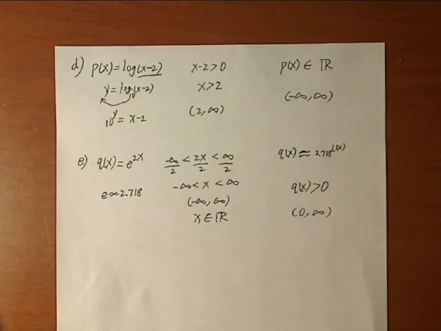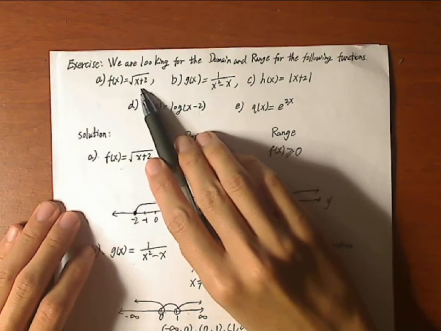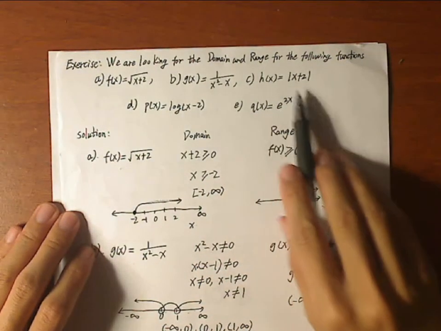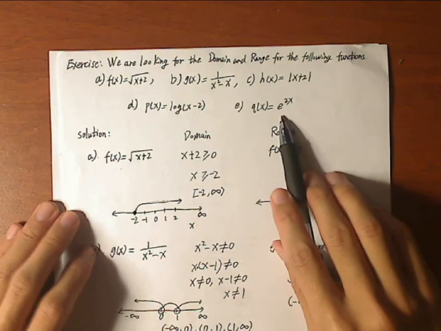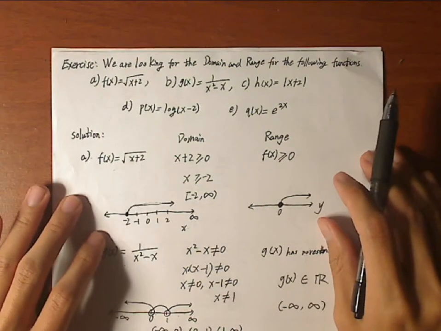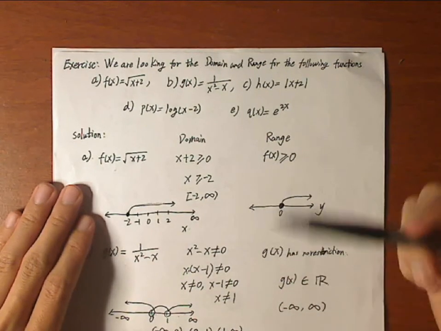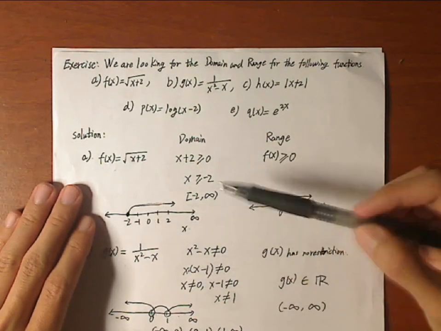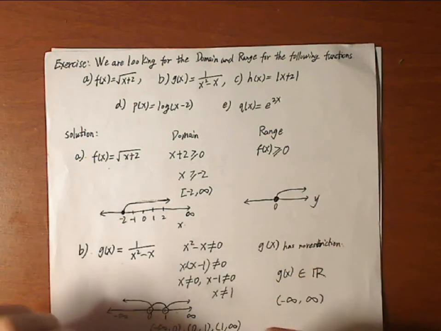Hope you guys enjoyed it. We talked about 5 different types of functions: square root, fraction, absolute value, logarithmic, and exponential. Make sure you know the different types of functions and their restrictions on their domain and range. Thank you for being here. Hope that's clear about these exercises. Thank you.